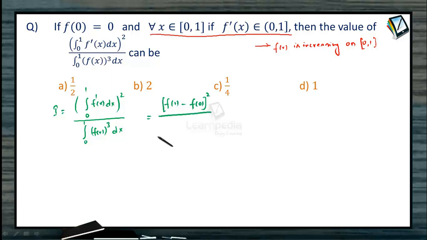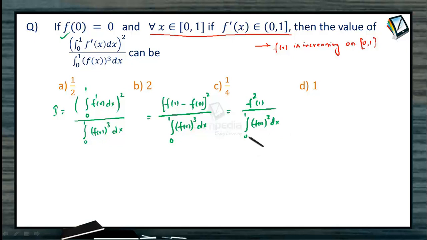The denominator integral is integral 0 to 1 f of x the whole cube dx. Now also given to us that f of 0 is 0. So what is the numerator now? It's simply f square 1 by integral 0 to 1 f of x whole cube dx, right? Now let's look at the numerator f square 1, divided by the value of the integral where f of x whole cube is integrated between the limits 0 to 1.